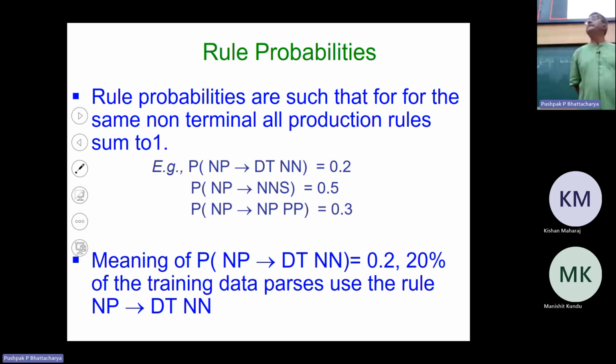Roles for a given POS tag. Take the third one, probability of NP going to NP PP.